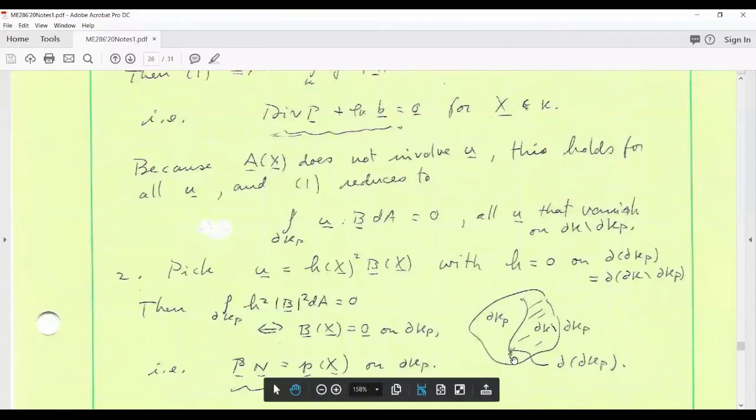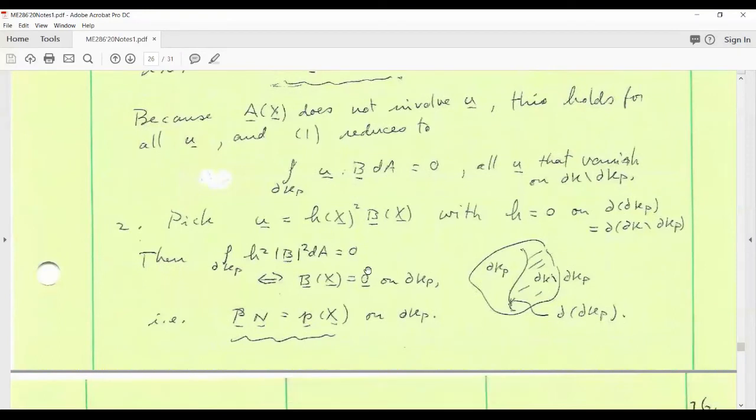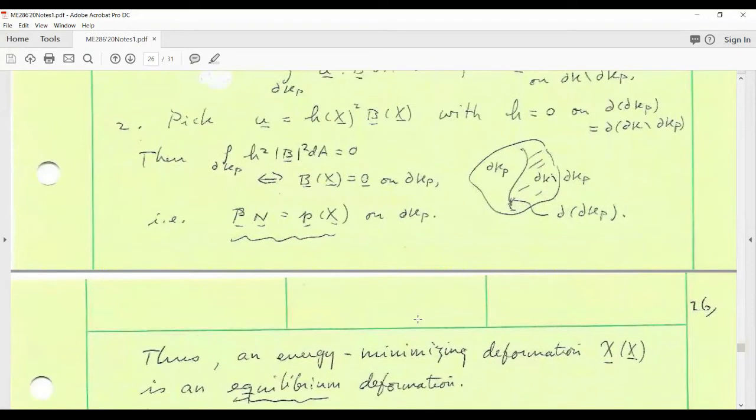Here's the boundary of that, the curve, and that adjoins the complement of the traction portion of the boundary, where u has to be zero. We'll force it to be zero here, so it's simply the continuous extension of zero, okay? And only in the interior of the traction portion do we take h to be non-zero. So then we get the integral over the traction portion of h squared b squared equals zero. Again, the same argument gives b equals zero, which means the traction boundary condition is satisfied on the portion of the boundary where we prescribe traction.